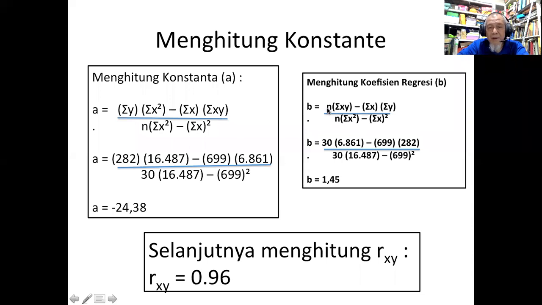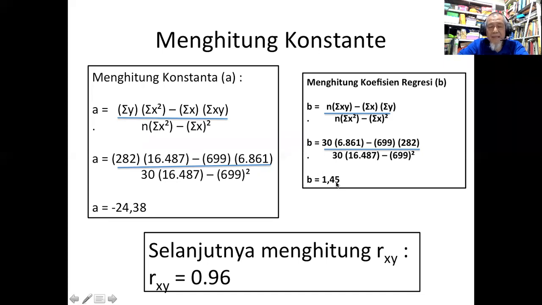And the number of observations is 30. Since the sum of XY is 6861, sum of X is 699, and sum of Y is 282, divided by N, the number of observations, 30, and sum of XY is 1648.7, and then sum of X square, 699 square, and the result is 1.45.